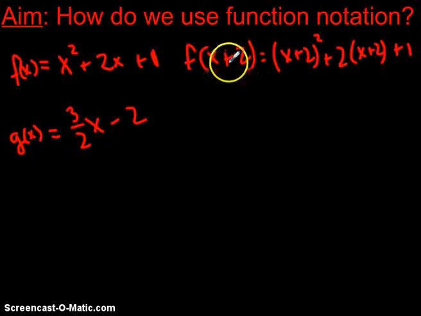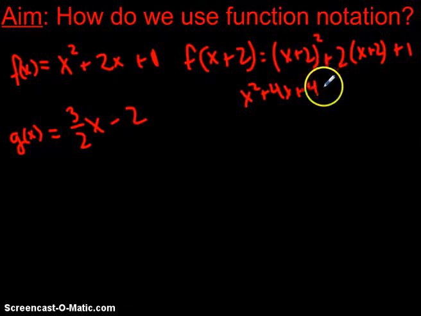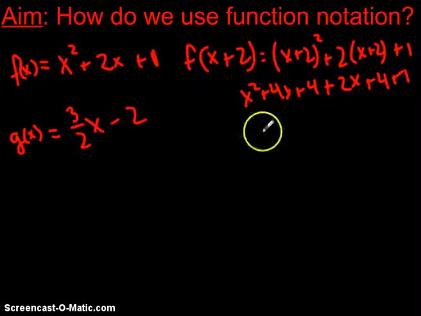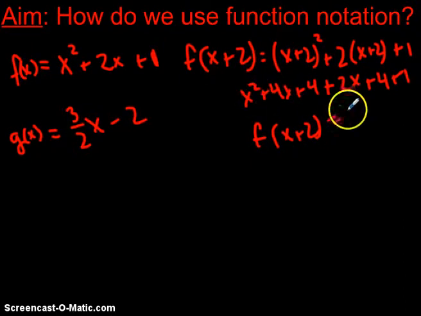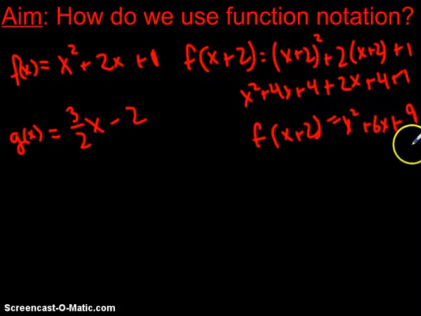Alright, so we're asking what's the value of y when x is 2 greater than it normally is. So that would be x squared plus 4x plus 4 plus 2x plus 4 plus 1. So f of x plus 2 would be equal to x squared plus 6x plus 9. Alright, so you can evaluate with even expressions like that as well.